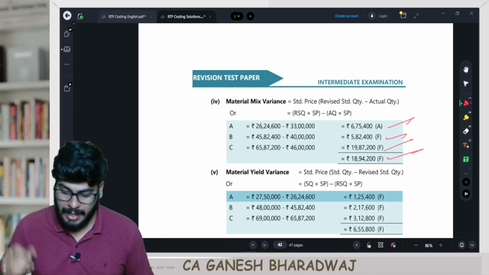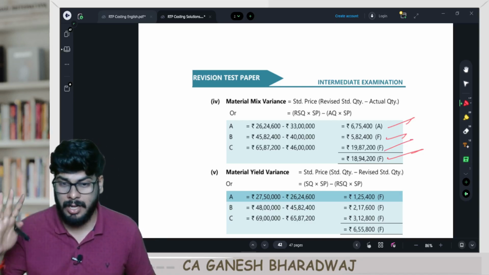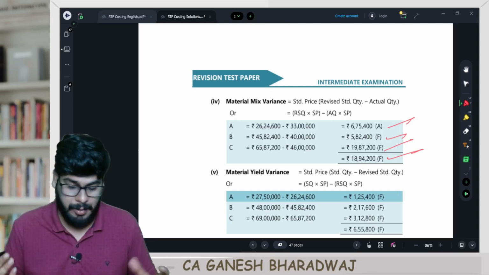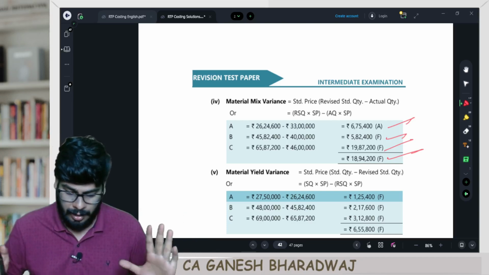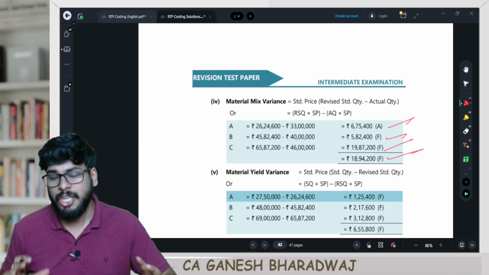So one thing that they have done is they have rounded off the revised standard quantity figures alone. They have rounded it off to the nearest tenth digit, which means the institute is accepting this. In most of the sums, they don't do that. This sum alone is unique. It is coming as a surprise for me as well. So they have done it like that.